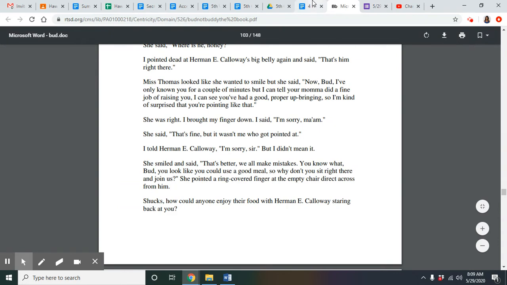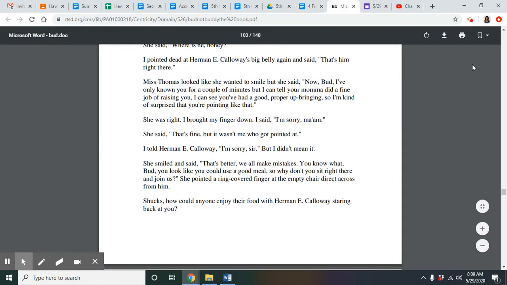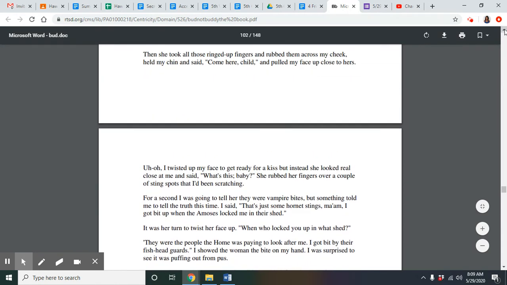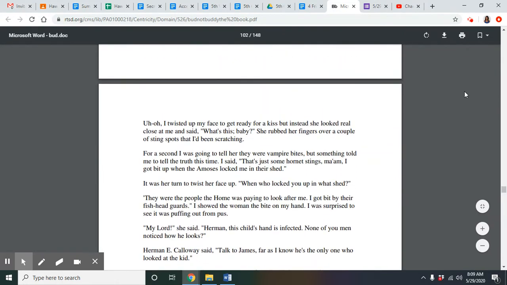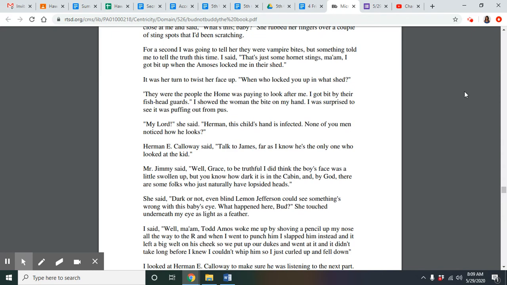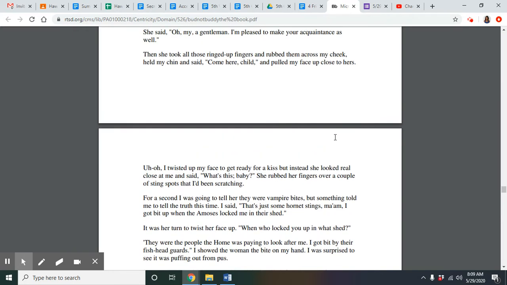All right, so welcome back from trying out the first stop and jot, which is compare and contrast Bud's first interaction from Herman E. Calloway to Miss Thomas. So, as you guys read, what was going on with Miss Thomas and how was she treating Bud? She was acting very concerned about Bud and everything that was going on with the way he physically looks to the way that he was acting. And you could tell that she was really trying to care about his well being as if she was his mom. As soon as she met him, she made sure to look at him real close.